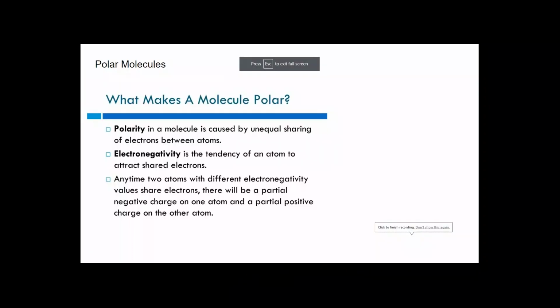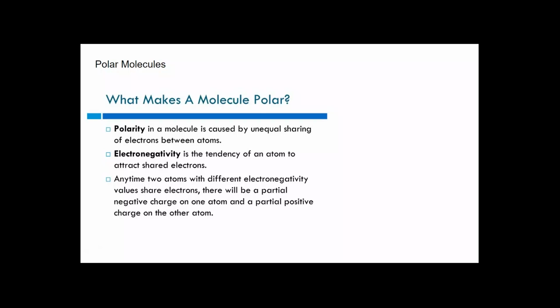Okay, this video is going to look at polar molecules and what makes a molecule polar. Well, polarity in a molecule is caused by an unequal sharing of electrons between atoms. And notice a difference between a polar molecule and a polar bond. And electronegativity, which we've seen before, is a tendency of an atom to attract shared electrons. And we need to emphasize shared electrons.